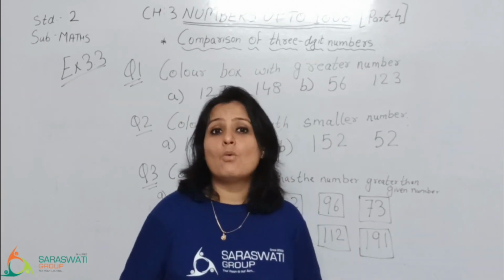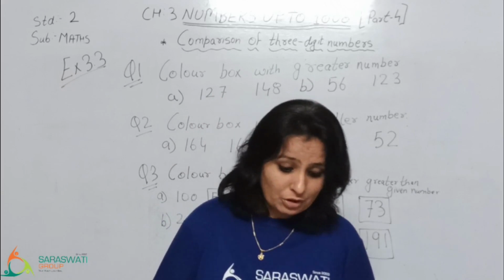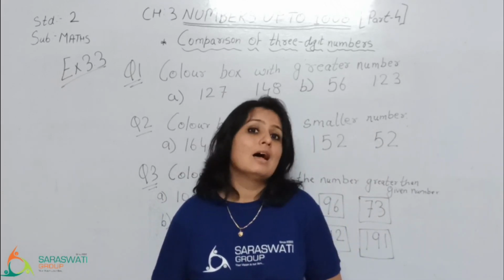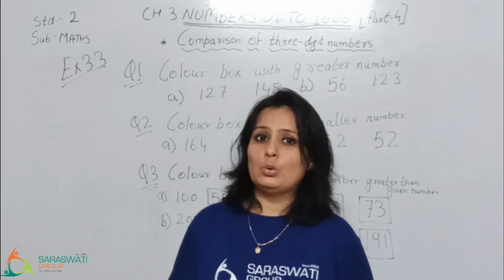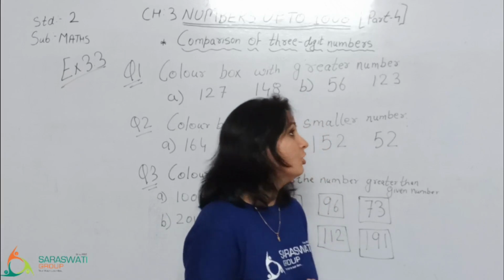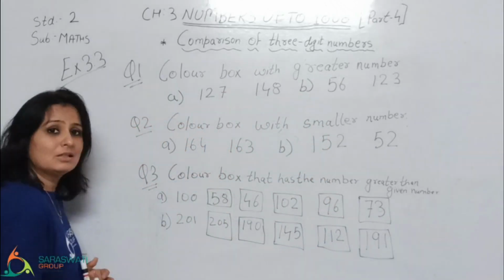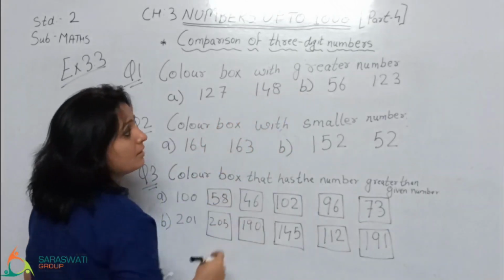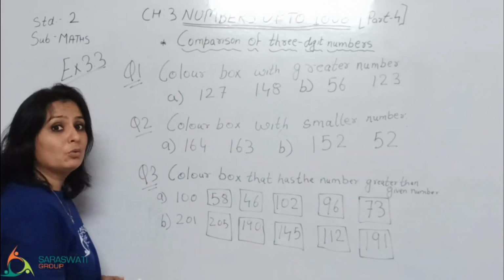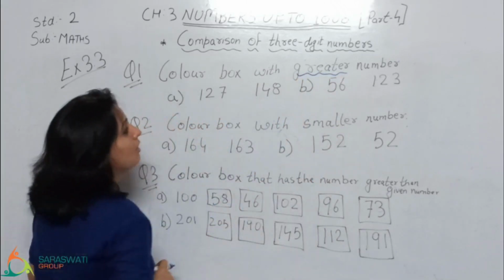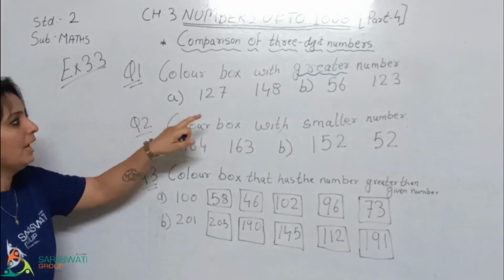Children, now open exercise 3.3 on page number 129. I will solve some of the sums for you and I'll give rest as homework. First of all, question number 1. What is the question? Color the box with greater number. Which number you have to color? Greater number. Okay. So, I have written A and B.